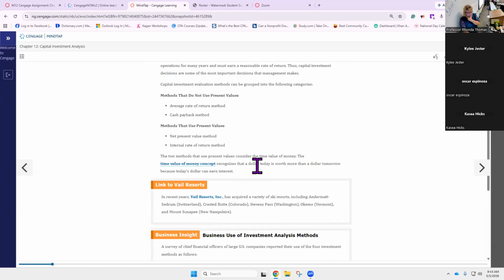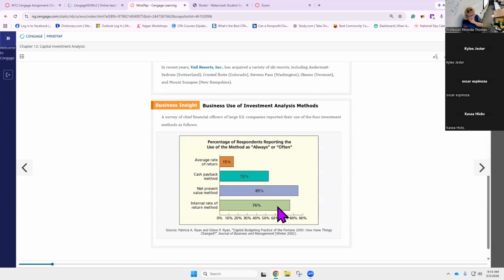So, the time value of money concept. The idea is that $1 today is worth more than $1 tomorrow, because of inflation, right? What you can buy today with your dollar, you're not going to be able to buy as much later. But you can also put that money in an account that pays interest, and you can end up with more money in the future. So it all has to do with money, time, and interest.